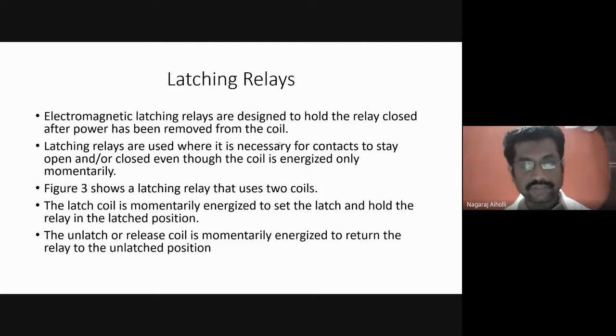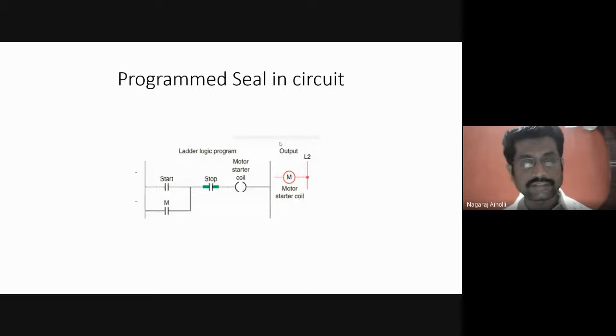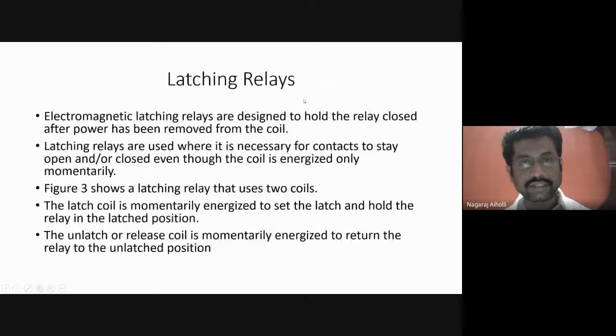Previous one, what we studied, is the seal-in circuit, to maintain the current in the path when the switch is in the released state. When the switch has been released, seal-in circuits are used to maintain the current. Then next come the relays, and in particular they are called latching relays. These latching relays are meant to hold the relay in closed state even after the power has been removed from the coil of the relay.